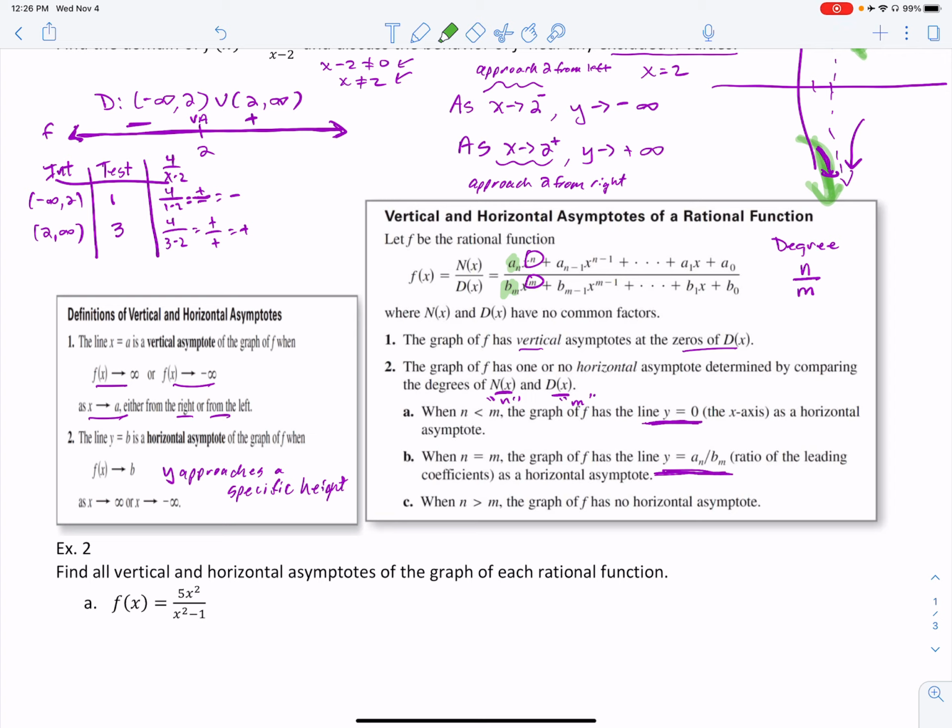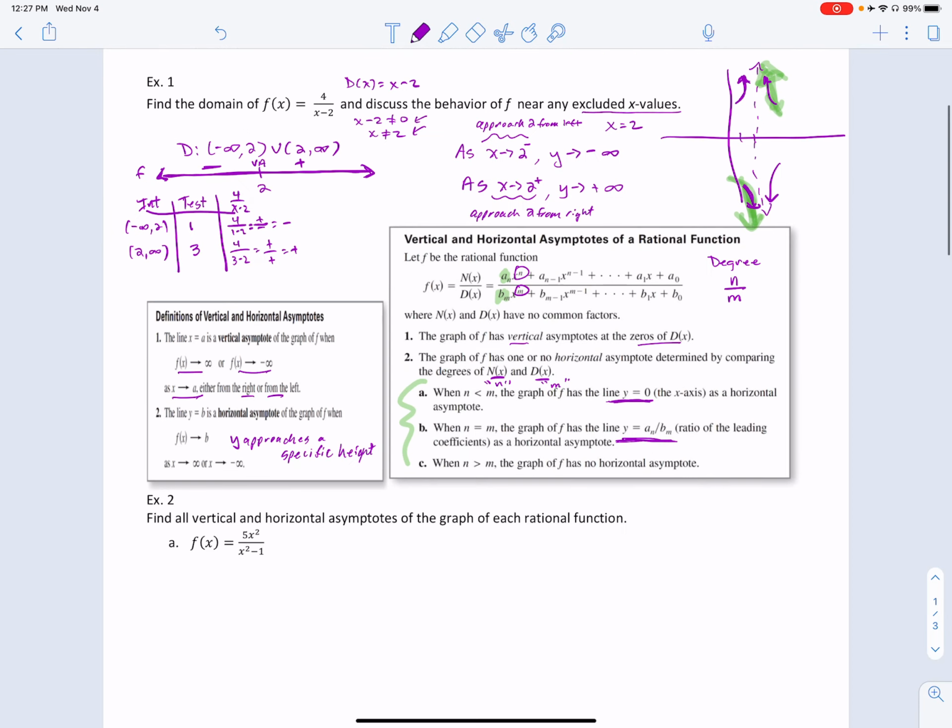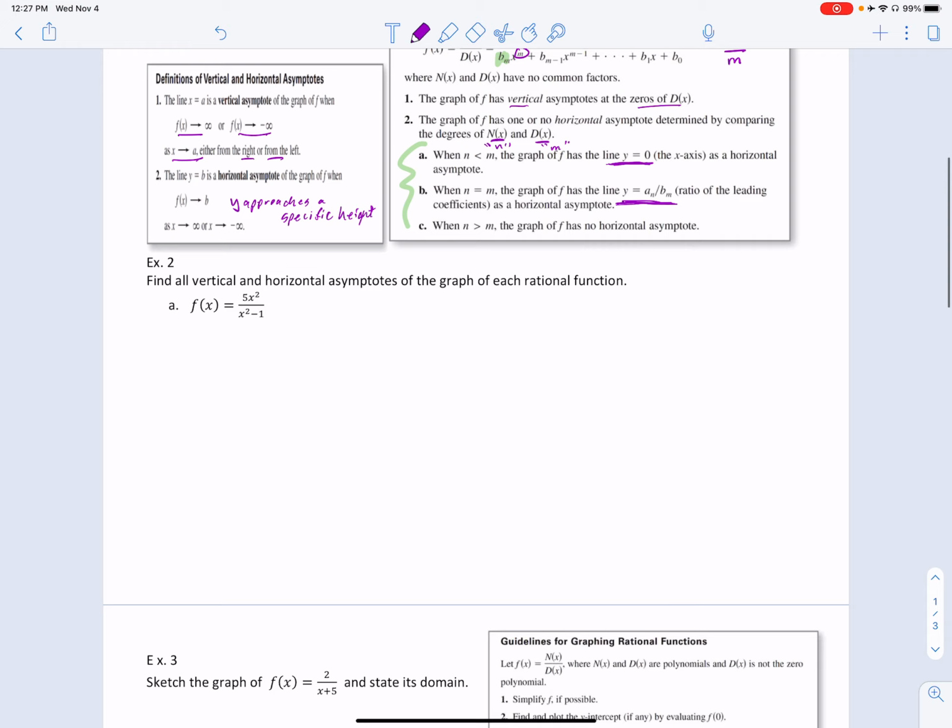So when the numerator is smaller degree, y equals 0 is always your horizontal asymptote. When the degrees are the same, it's the ratio of a sub n to b sub m, y equals that is your horizontal asymptote. And if the numerator has a larger degree than the denominator, there are no horizontal asymptotes. So you need to memorize basically those 3 possibilities. Now, find all vertical and horizontal asymptotes and then graph this function.